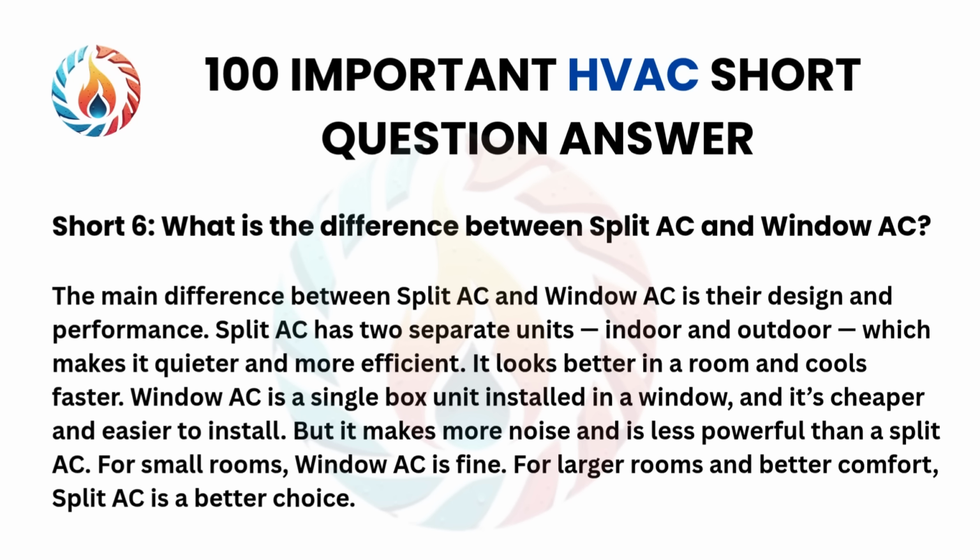Short 6. What is the difference between split AC and window AC? The main difference between split AC and window AC is their design and performance. Split AC has 2 separate units, indoor and outdoor, which makes it quieter and more efficient. It looks better in a room and cools faster. Window AC is a single box unit installed in a window, and it's cheaper and easier to install. But it makes more noise and is less powerful than a split AC. For small rooms, window AC is fine. For larger rooms and better comfort, split AC is a better choice.